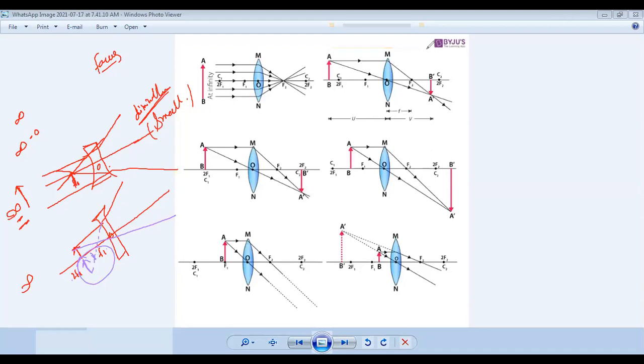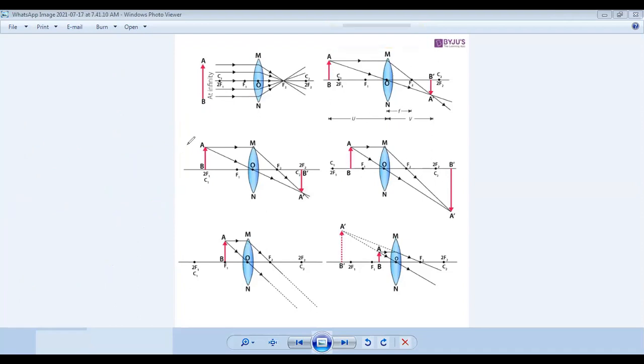Okay guys, I'm drawing the ray image diagram. The image is between infinity and 2f1, sir. The image is not between infinity and 2f1, it is between f and o, the focal point and optical center.